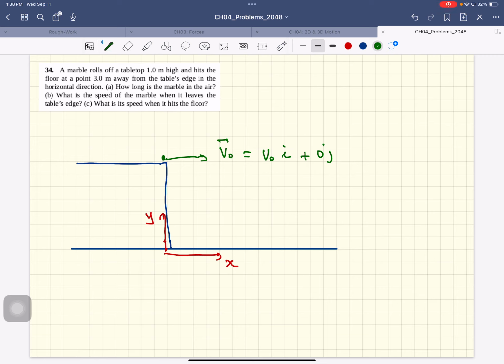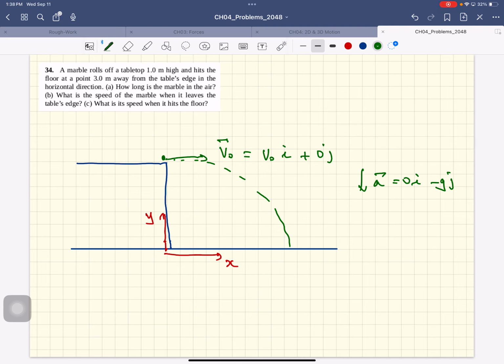When the marble has rolled off the top, during this flight, what is the force acting on the marble? Gravity is the only force acting on it. And so the acceleration during flight is 0i minus gj, and g is 9.8 meters per second squared. Okay, so that's the setup.